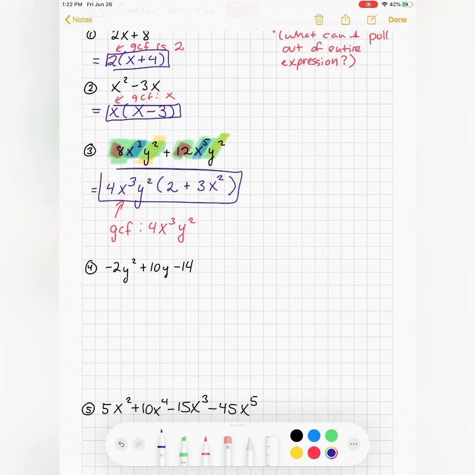Now you can always check that, again, by distributing. So let's see what that would look like. That'd be 8x cubed y squared plus 4 times 3, 12x to the 5th y squared. Is that what we started with? Yes.